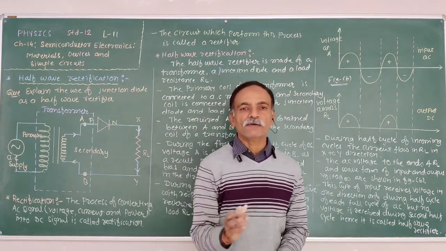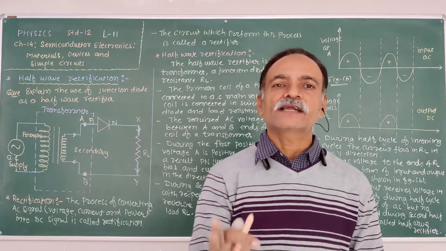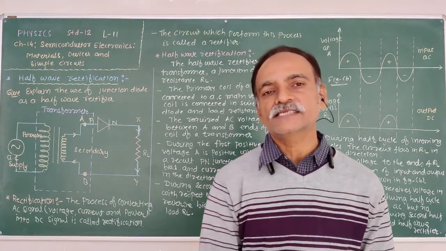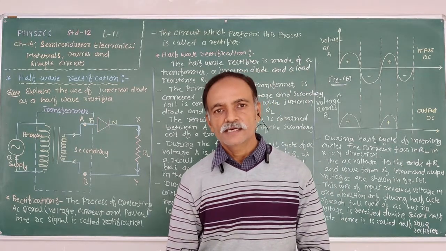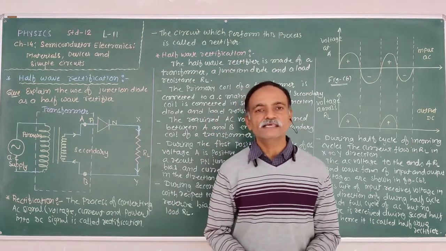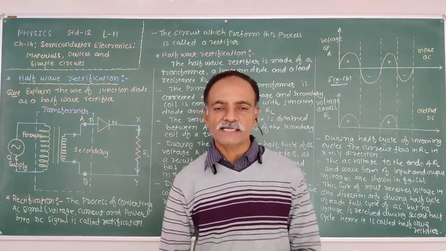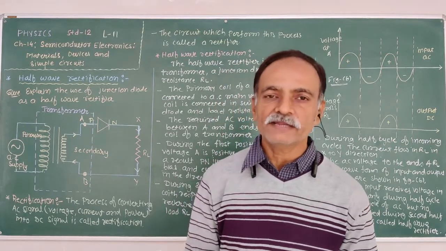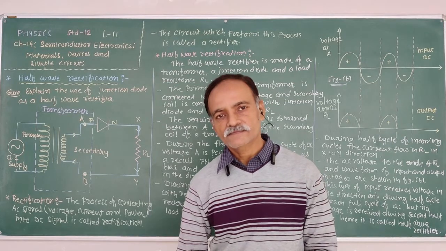And what is the rectifier? The circuit or the device which converts this AC into a DC signal is known as the rectifier. Here we are going to discuss the use of the PN junction diode as a rectifier. Here two types of rectification take place. One is half wave rectification. Second is full wave rectification.